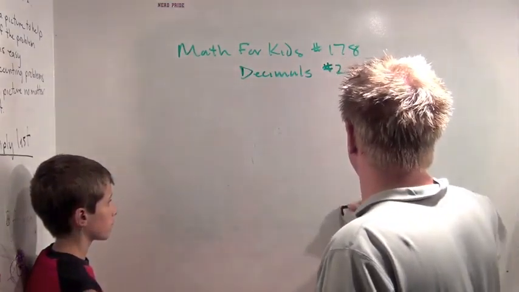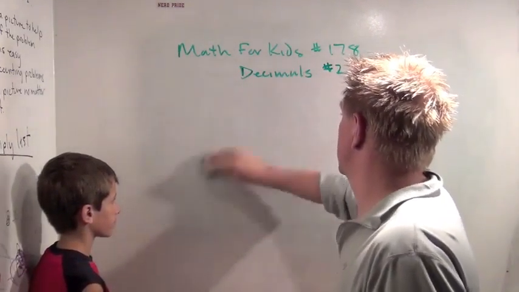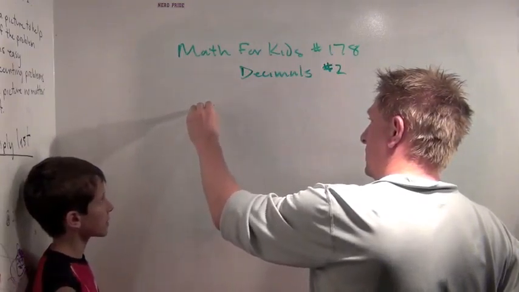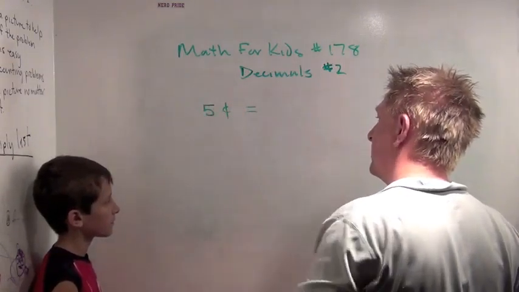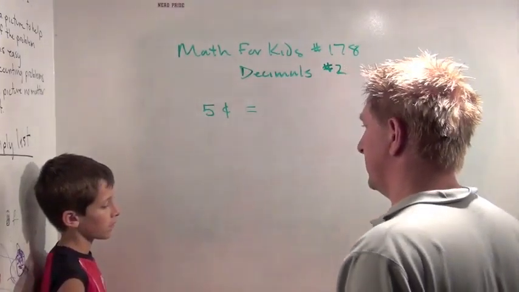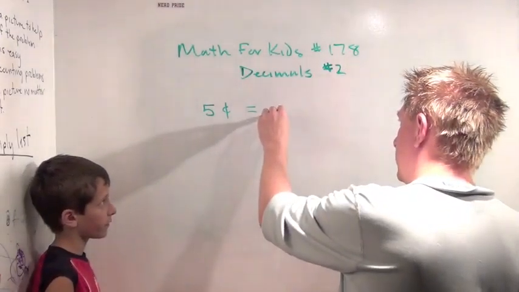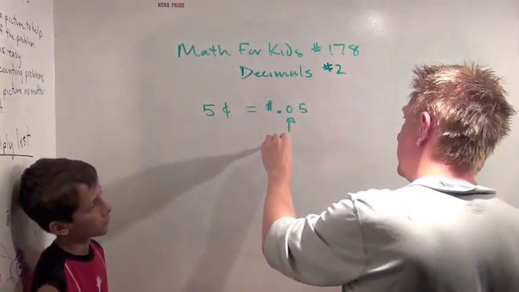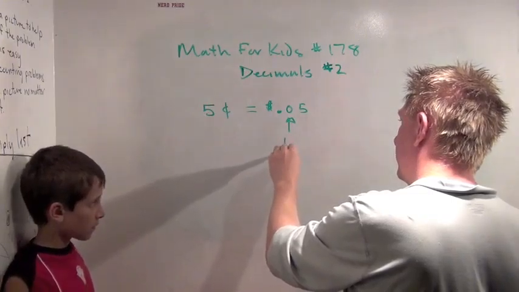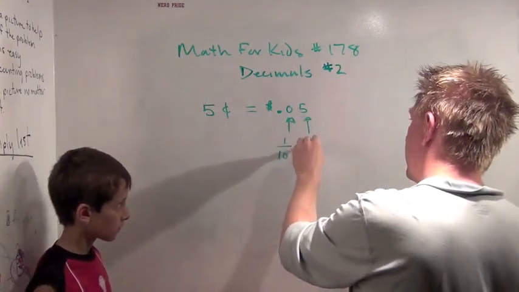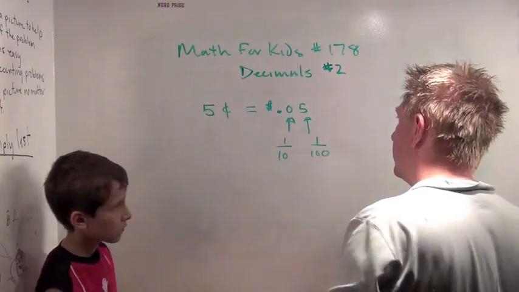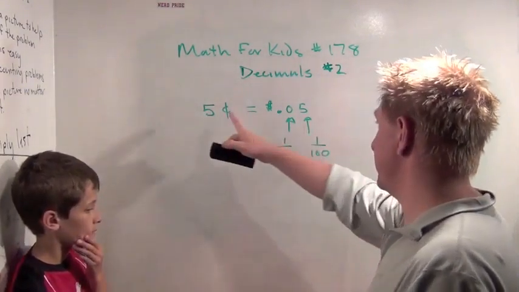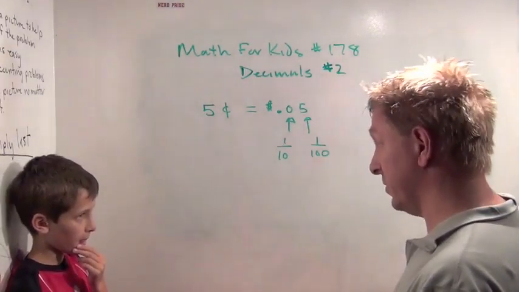Maybe we go back to money. What is a nickel? It's 5 cents. And how would we write that as a decimal for money? $0.05. And let's see, that means 0 times 1/10 of a dollar plus 5 times 1/100th. What's 1/100th of a dollar? A penny. So are 5 pennies equal to 5 cents? Yep.